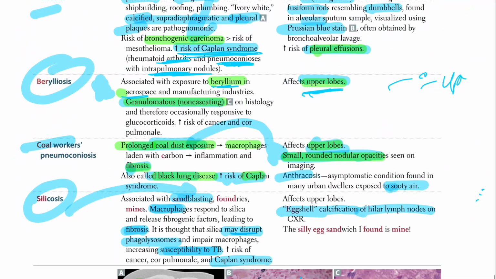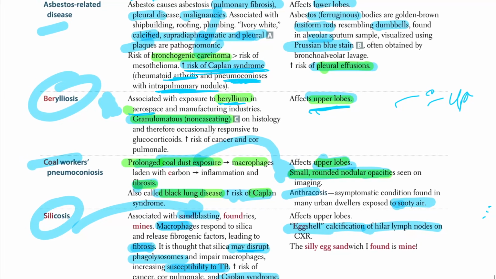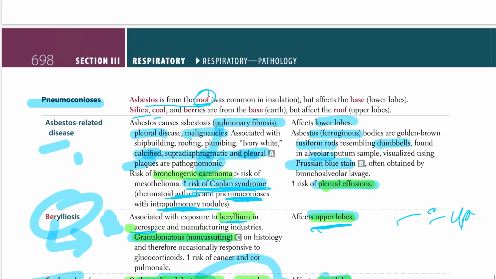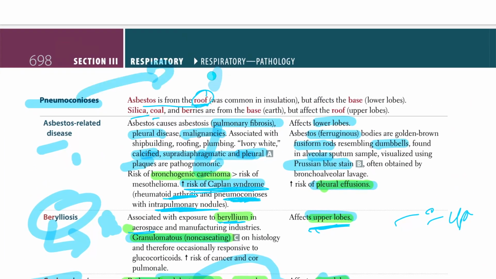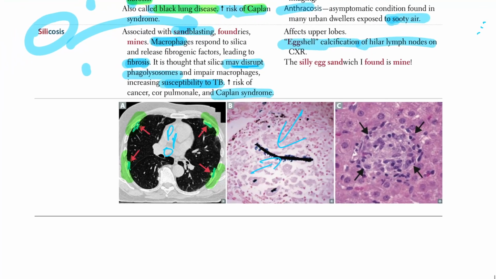So I guess the only disease which does not do a Kaplan syndrome is your berylosis. So other than that, increased risk of Kaplan syndrome is with asbestosis, with coal and silica. So might as well you just think about all pneumoconiosis increasing Kaplan syndrome. And what is Kaplan syndrome? It's basically a patient is going to come with all this history, with rheumatoid arthritis, with pneumoconiosis, whatever they have, and on top of that, intrapulmonary nodules.